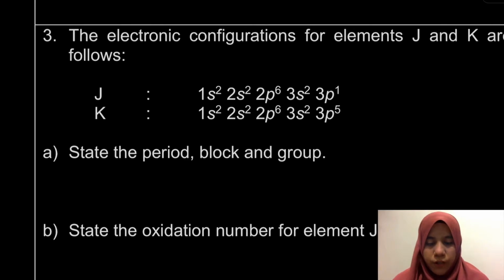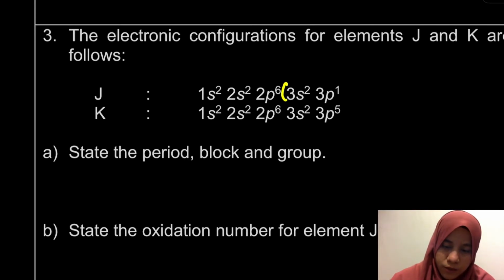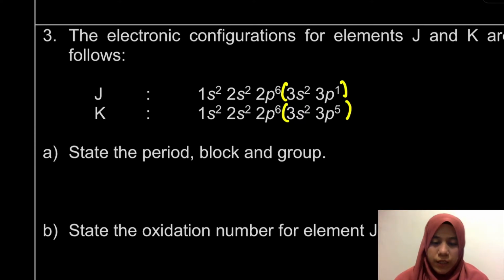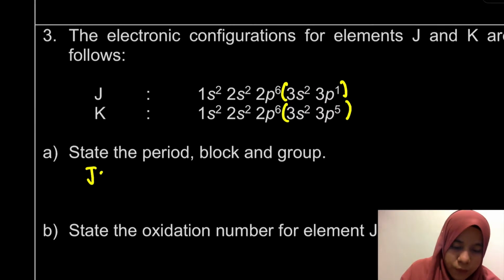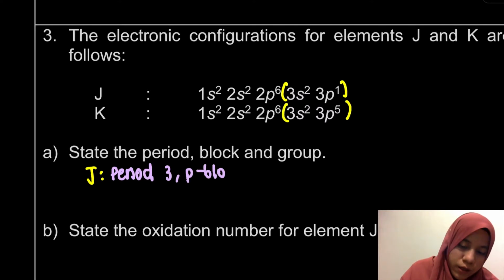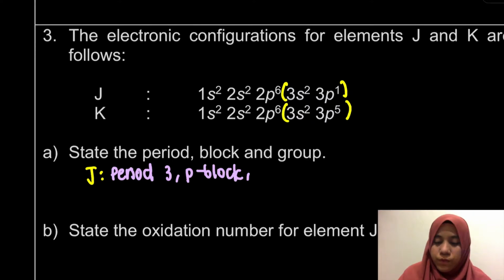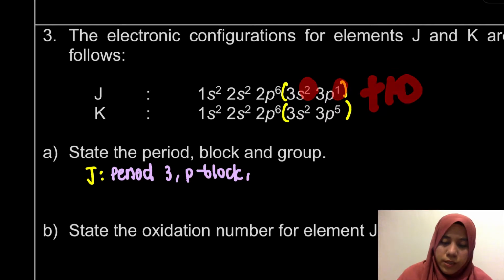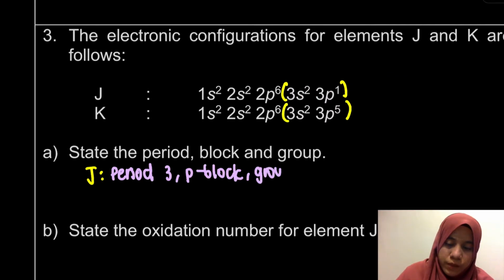State the period, block and group for J. For J, the highest one, the valence electron in this case, is 3s3p. So for J, what is our period? It is period 3, the highest n. What is the block? It is P block. What is the group? For P block, remember, we add s plus p plus 10. So it is group 13.